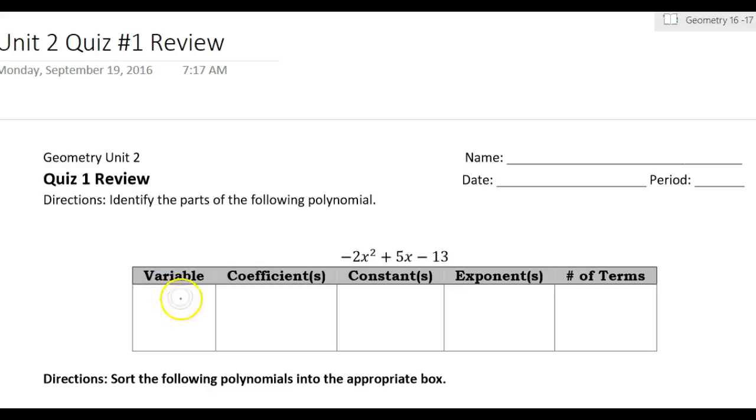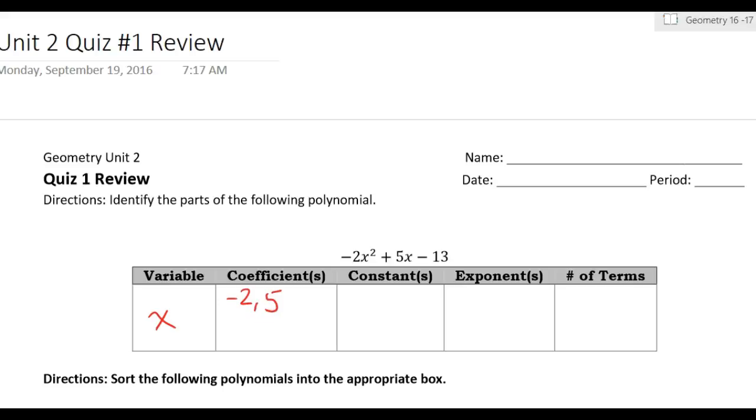So the first part is a variable. The variable, remember, is any letter that is going to represent any type of number that we have. And in this case, our variable is x. Okay, coefficients, remember, are the numbers in front of those variables. So we have a -2 and a 5.